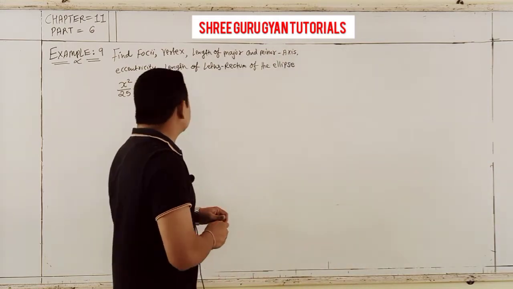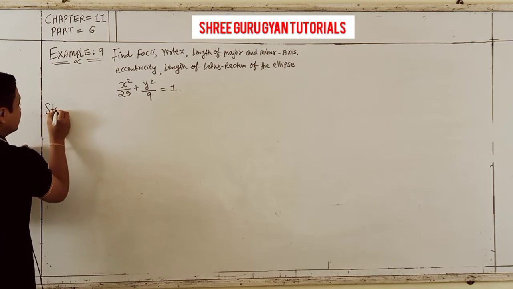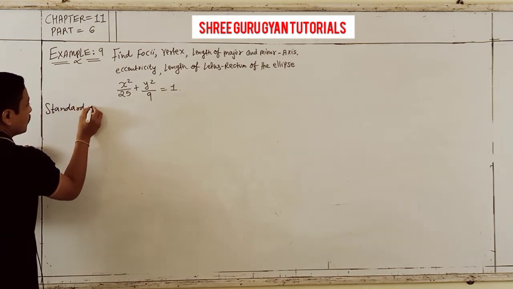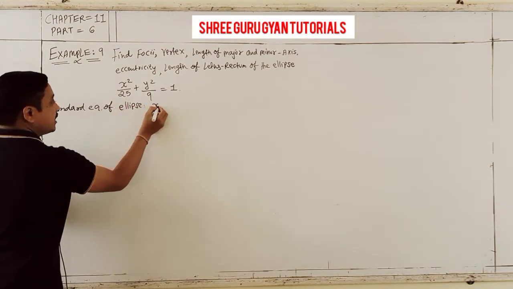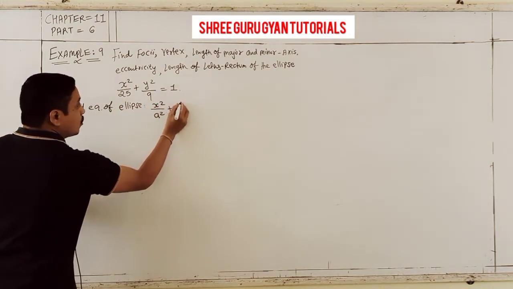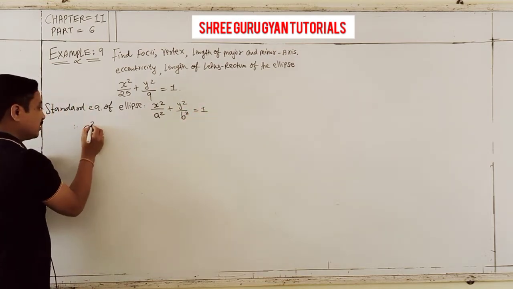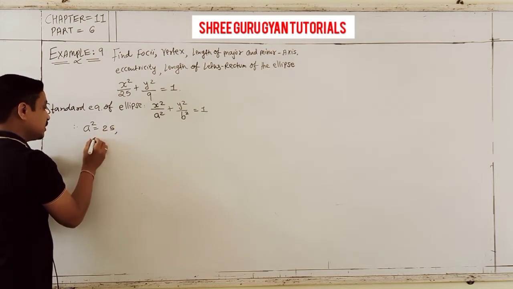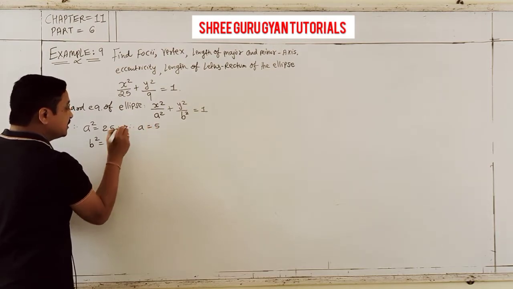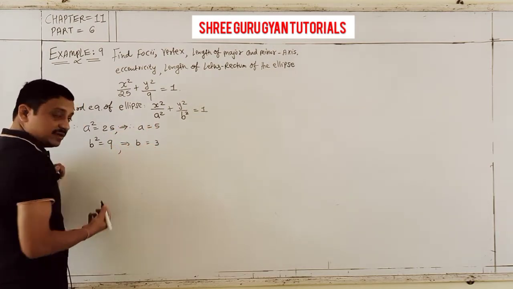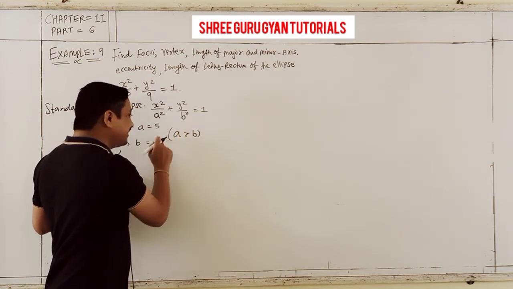First of all, you just compare it and decide a and b. So what is the known standard equation of ellipse? x square by a square plus y square by b square is equal to 1. You just compare. So you get a square 25 and b square 9. Surely a becomes 5 and here b becomes 3. Check which is the highest. Yes, a is greater than b.